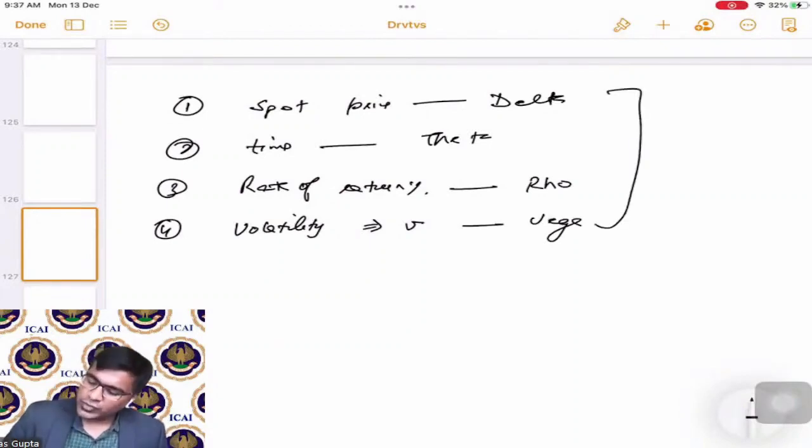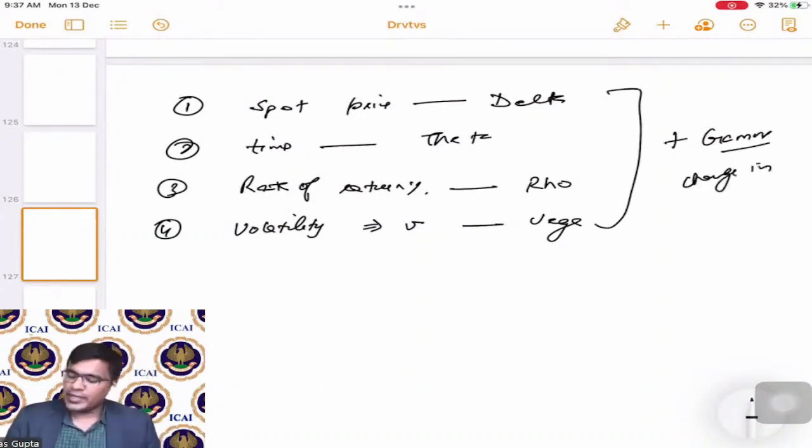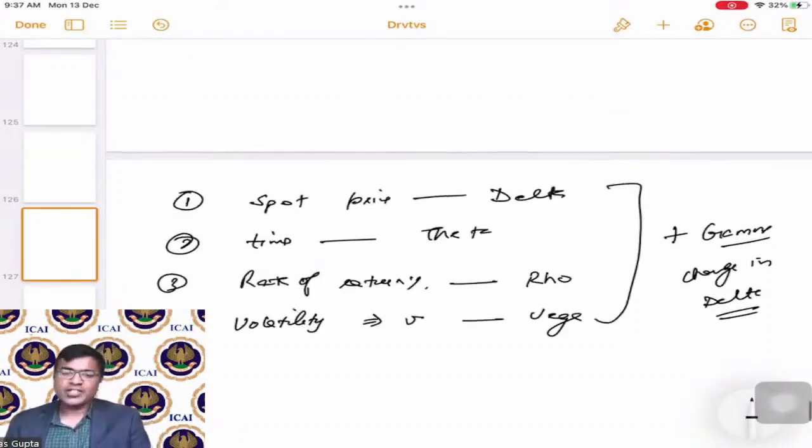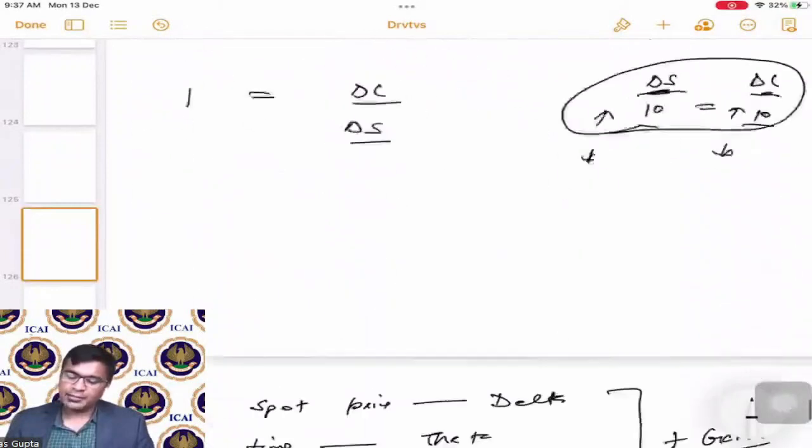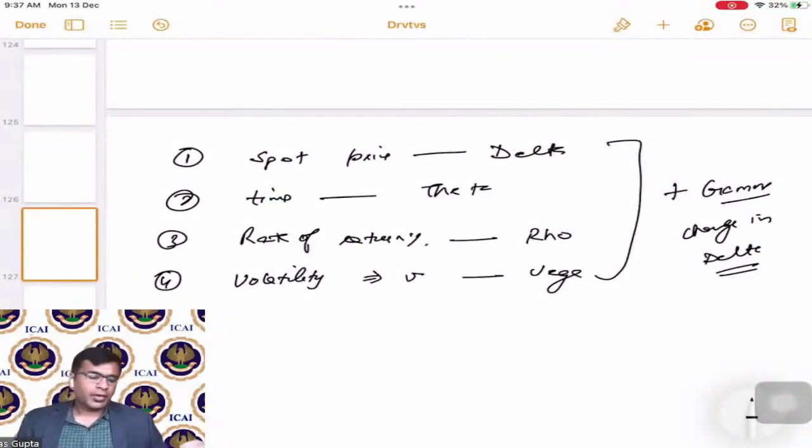Apart from this, we have also studied gamma, which measures the change in delta itself. So this is delta of delta. And all these 4 plus gamma, the 5, are derived from the Black-Scholes model only, because in that we are using all of these as a factor to compute the value.